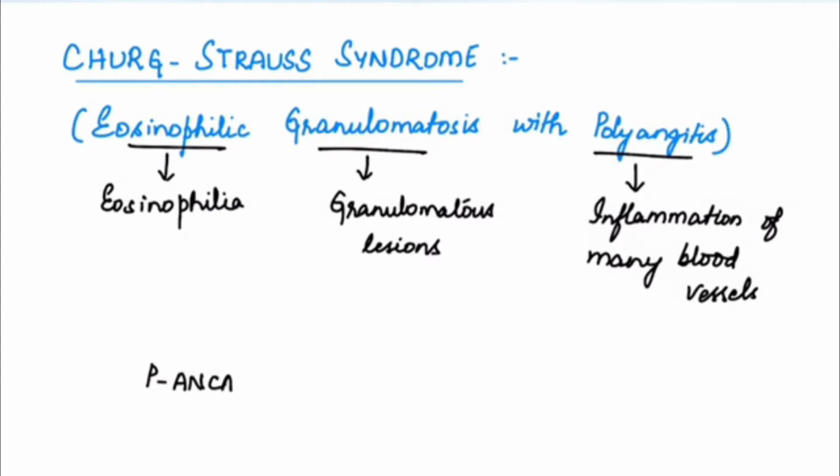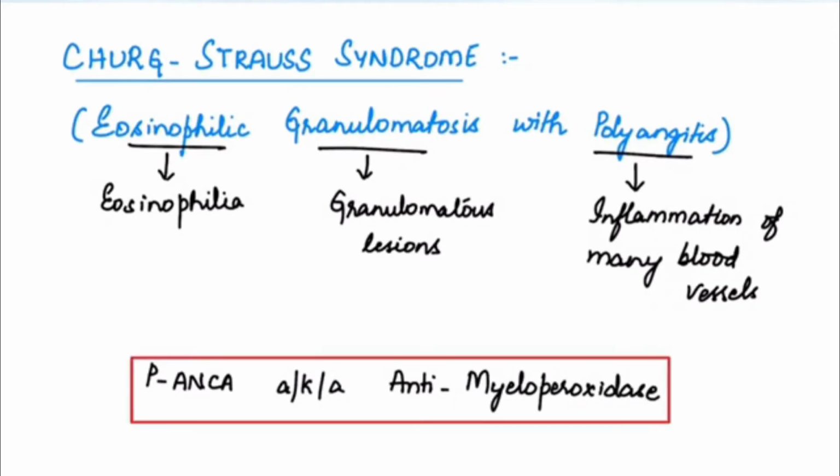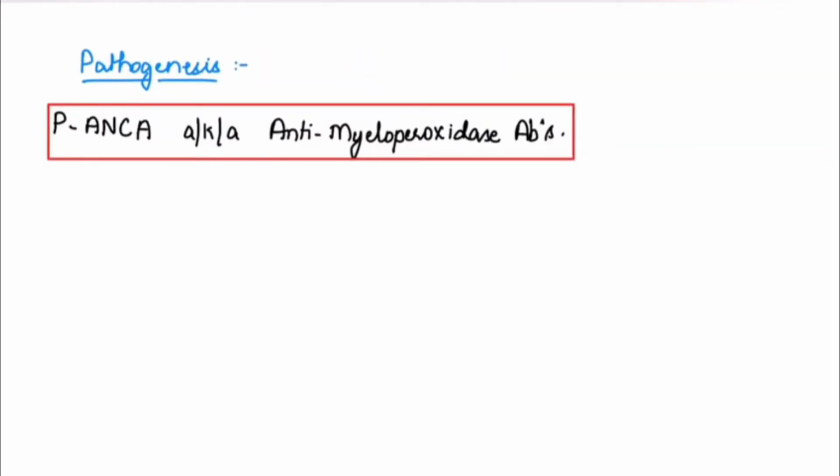And this is a P-ANCA mediated vasculitic syndrome. Now, this P-ANCA is also known as anti-myeloperoxidase antibodies. So, if you want to know more about this, then please watch the video on ANCA vasculitis. And this P-ANCA is involved in the pathogenesis of Churg-Strauss syndrome.